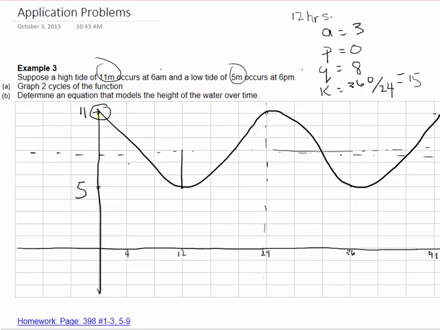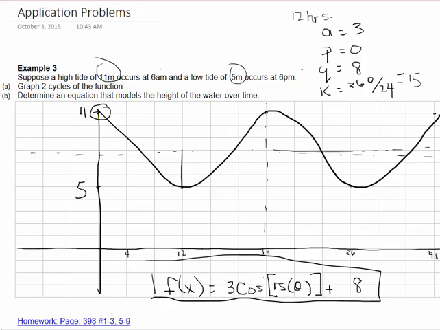So I now have enough information that I can substitute into y equals a cos k theta plus d. A is 3, k is 15, brackets, theta, oh there's no phase shift, so that's nice and easy. Close it all up, plus 8. There we have it. Another equation done from a word problem. We will begin this homework tomorrow in class.